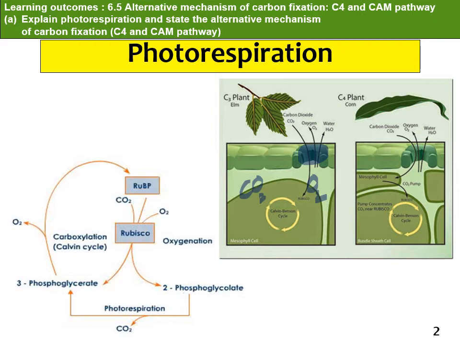In most plants, the C3 plants, the initial fixation of carbon dioxide normally occurs via RuBP carboxylase oxygenase, and it will result in a 3-carbon compound, 3-phosphoglycerate. Examples of C3 plants are rice, wheat, and soybean.